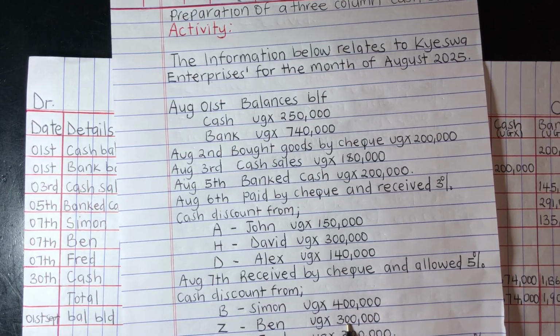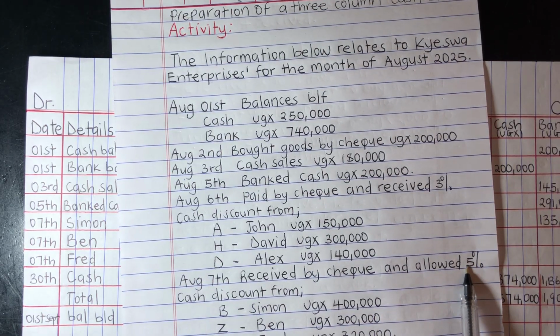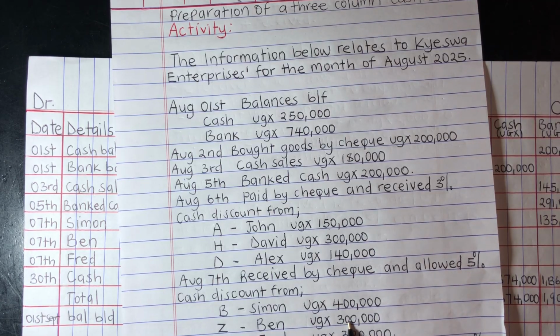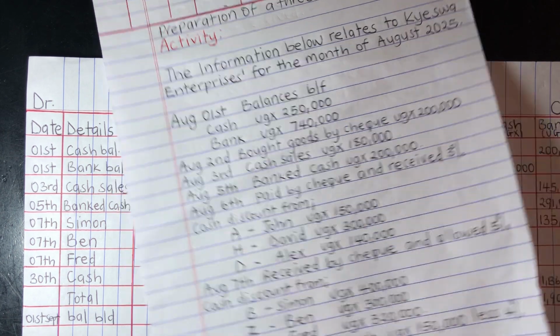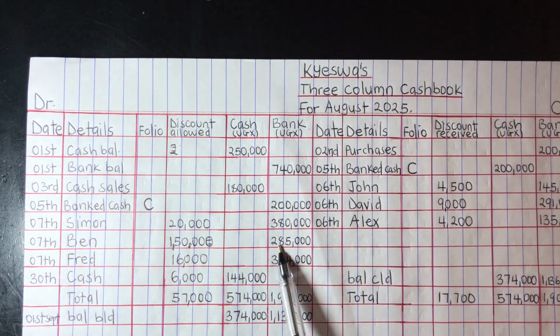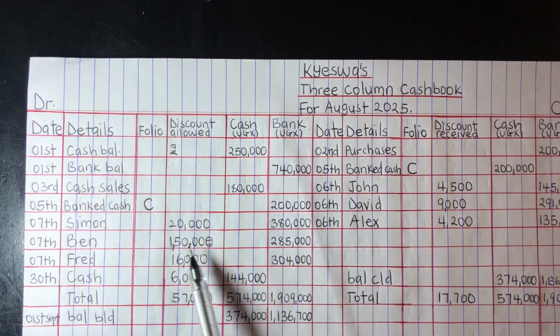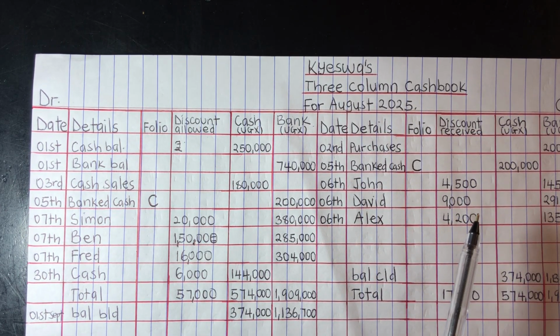So Ben was meant to pay 300, but a discount of 5% was allowed to him. So he didn't pay the 300. He paid 5 over 100 times this. So it is 15,000 minus 300. So it becomes 285,000. So we record the 285,000 here because it was given a discount of 15,000. Okay, we're done recording Ben.